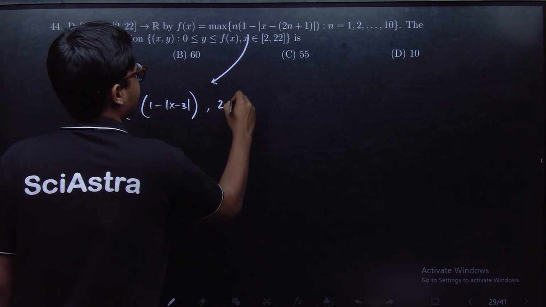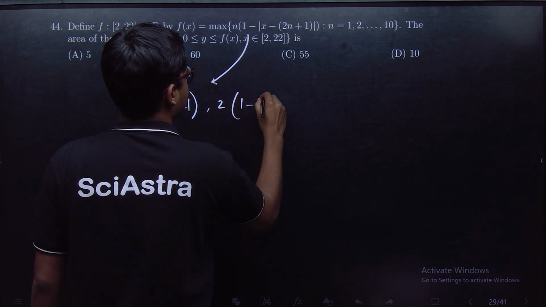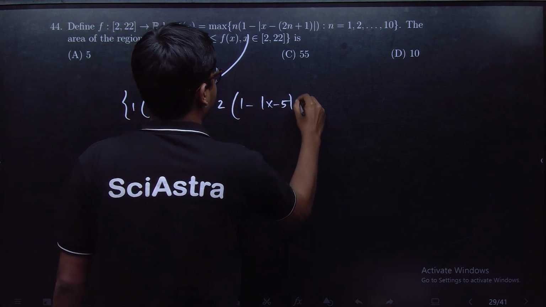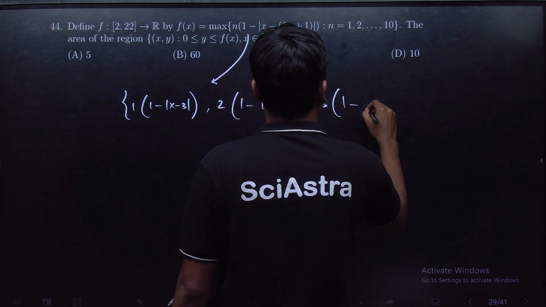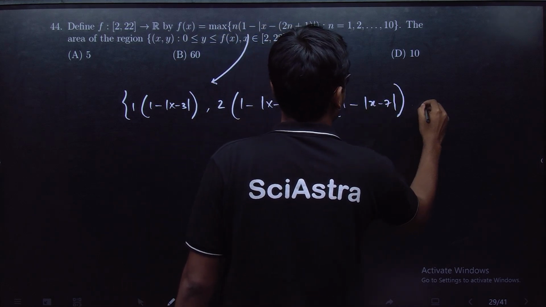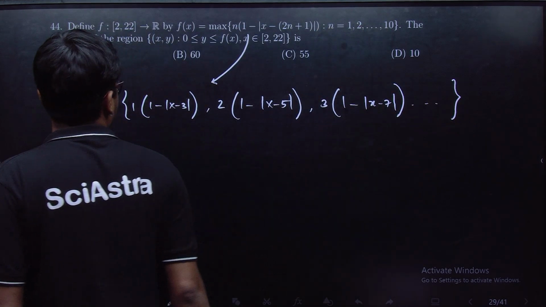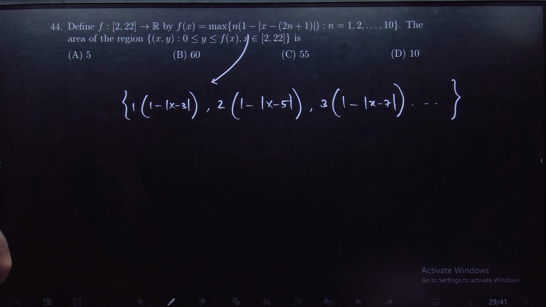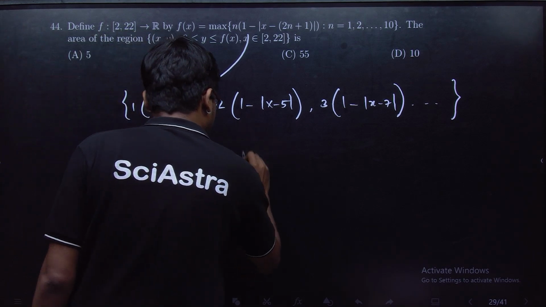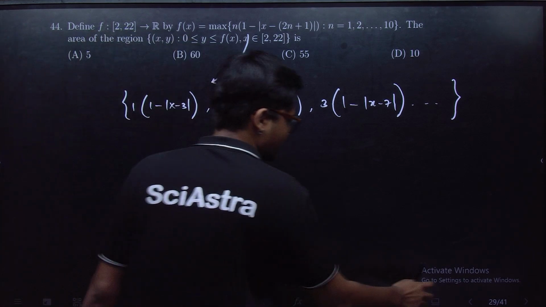Next one is going to be 2 times 1 minus mod of x minus 5, right? Then 3 times 1 minus mod of x minus 7, and so on and so forth, all the way till n equal to 10. So let's start off by trying to plot these graphs, because that's essentially what you need to do for every question of area under the curves. So let's go to the next page.